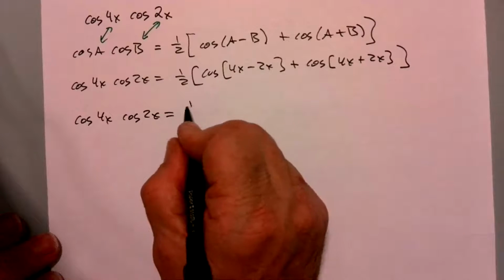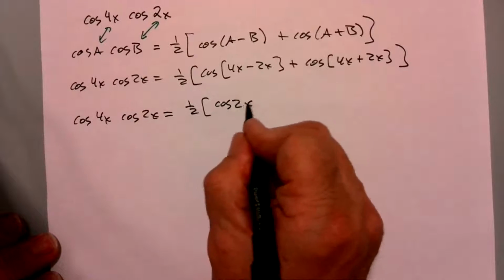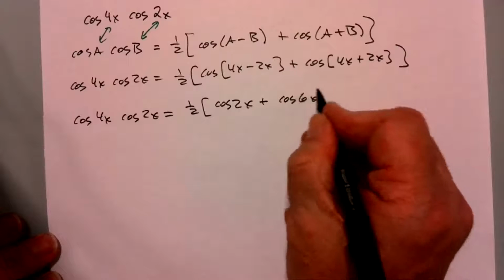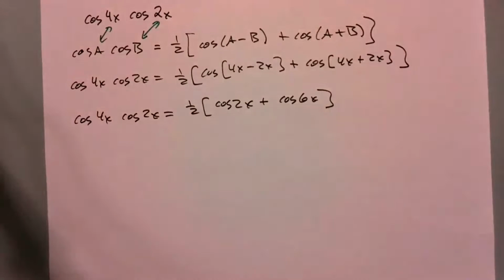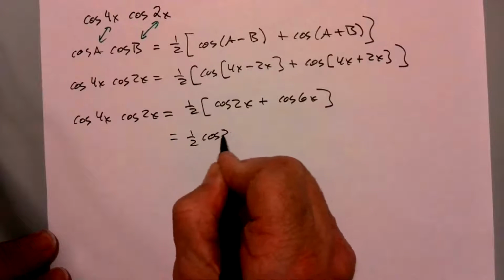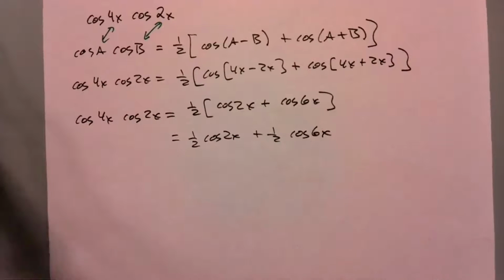So what we get here is cos of 4x, cos of 2x is 1/2 times: 4x minus 2x, that's cos 2x, plus cos of 4x plus 2x, that is cosine 6x. So we're able to rewrite that in a fairly nice form to get 1/2 cos 2x plus 1/2 cos 6x. If you want to distribute the 1/2, I guess you could say 1/2 cos 2x plus 1/2 cos 6x, but I'm not really sure that was necessary.